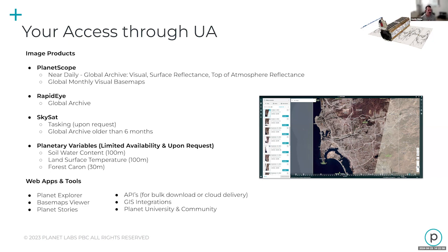And then of course, you also have access to tasking. So if you need an image now, you can actually request to go in and task an image over a particular place. This one is also upon request because there is a limited availability. So again, I encourage you to reach out to Jeff to kind of help facilitate those requests, but that is available to you as well.